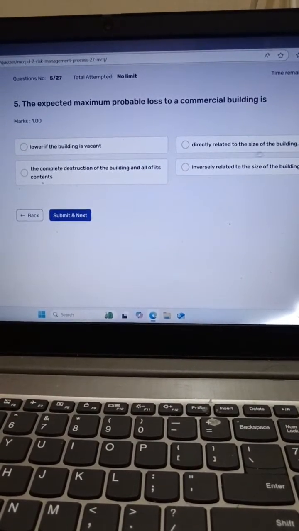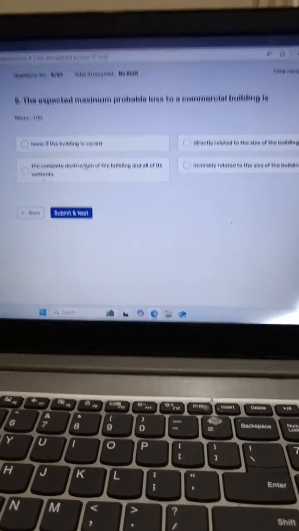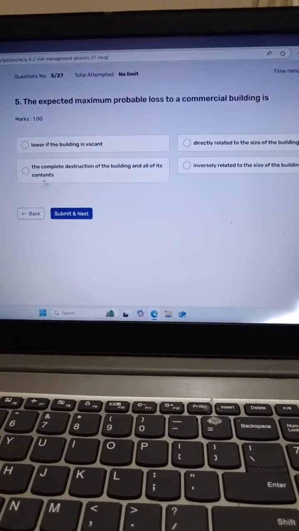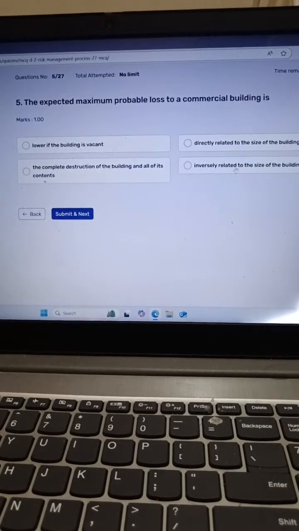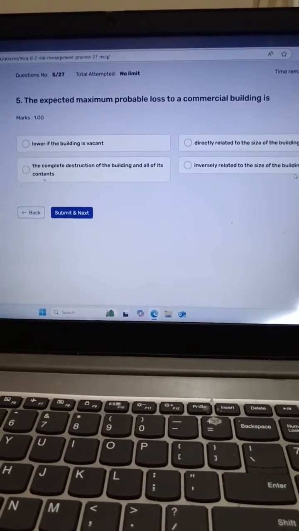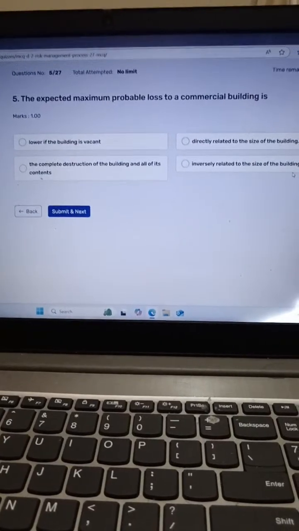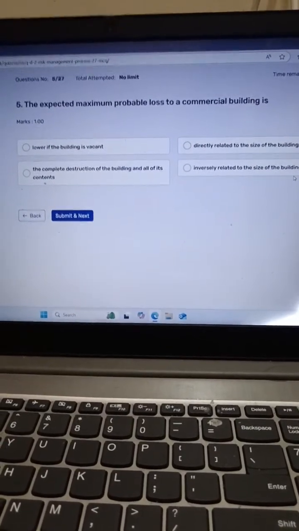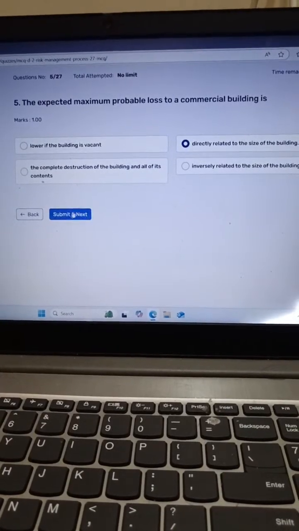directly related to the size of the building, complete destruction of the building and all of the content, and inversely related to the size of the building. It means what I told you. Large building, less risk. Small building, more risk. It means directly related to the size of the building, right? This will be the option.